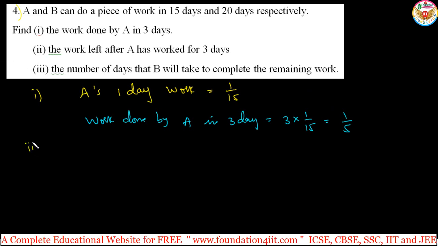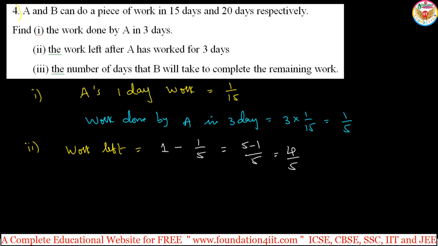Next one. The work left after A has worked for 3 days. Let the total work be 1. From that, 1 by 5th of the work is completed. So 1 minus 1 by 5, that is 5 minus 1 by 5, that is 4 by 5. So 4 by 5 part of the work was left now.